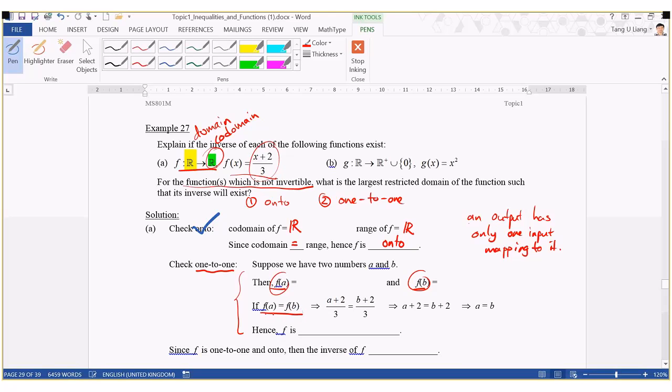Now, just repeat again. An output has only one input mapping to it. So we start with only one output. That is why when we want to check for 1-to-1, we start with f(a) equals f(b). One output. So f(a) equals f(b) means the same output. Although it looks like there are two different things here, actually it's the same thing. And we are supposed to show that there is only one input mapping towards it. That means at the end, we are supposed to show that a equals b, because remember, a and b are the inputs. So there's only one input.